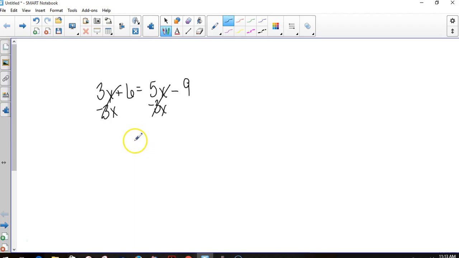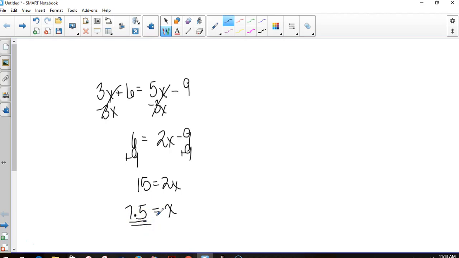I'm going to subtract the 3x from both sides, and then add over the 9, and then finally divide, and you will wind up with one solution. That's how we solve our linear equations.